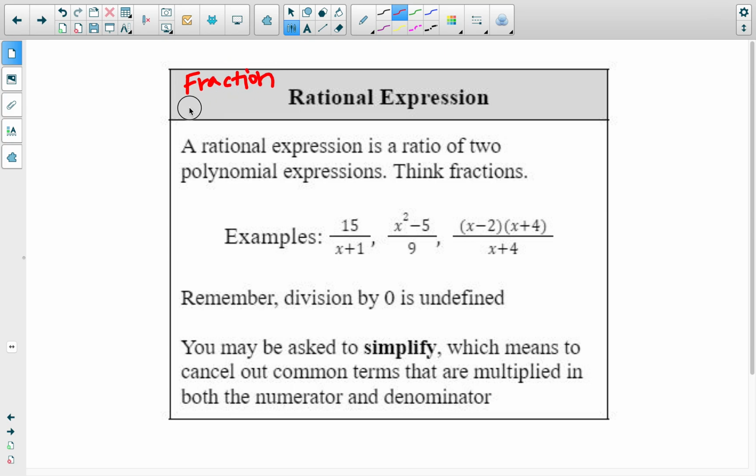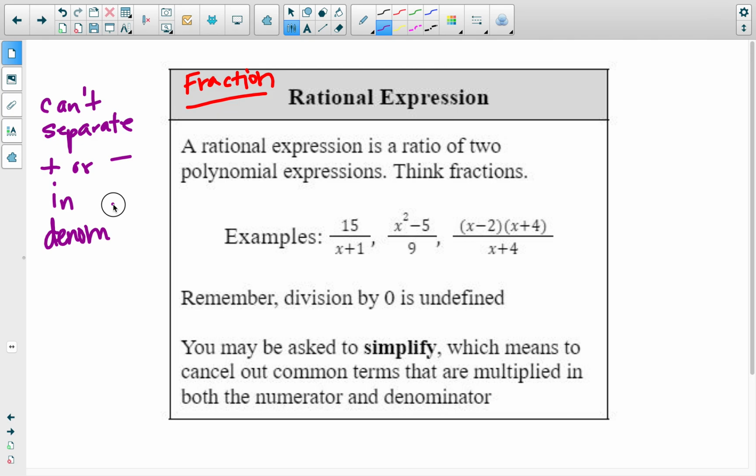So some examples: 15 divided by x plus 1. Notice how there's a numerator and a denominator, and our denominator has x plus 1. The golden rule here is that you can't separate addition or subtraction that's in the denominator. You can only separate multiplication and division. So it's a ratio of two polynomial expressions. Think fractions.